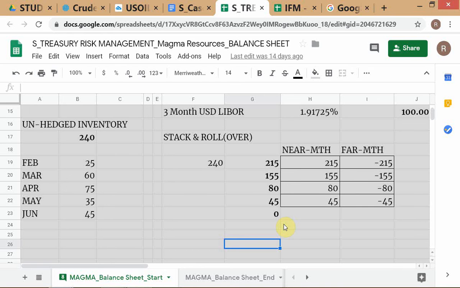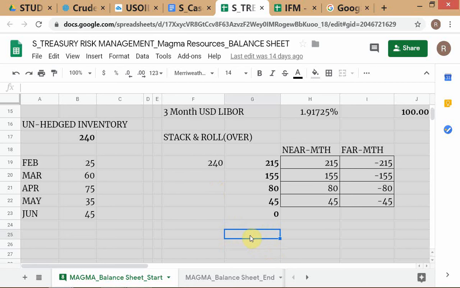Same here in the futures intermonth spread. These are all spread transactions. Sell February, buy March, 215 contracts. Sell March, buy April, 155 contracts. Sell April, buy May, 80 contracts. Sell 45 and buy 45 against May and June. Sorry, I changed the format of how I was describing it. But you understand what I'm saying, right? These are all identical. These are all separate futures intermonth spread transactions.